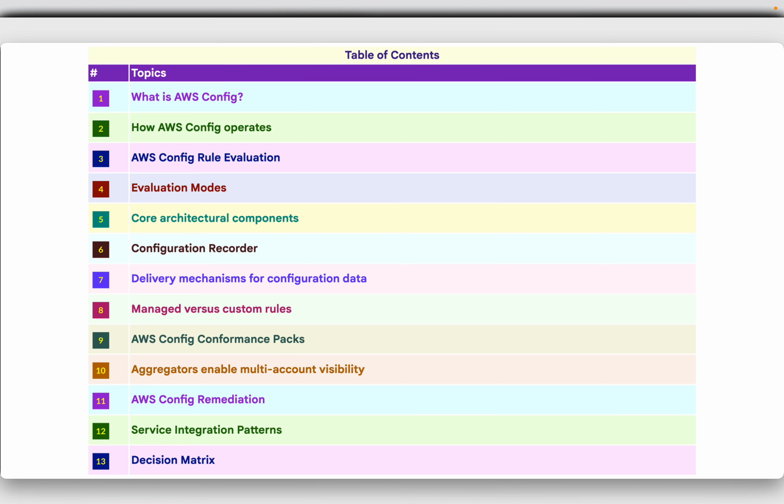So this lecture will contain all these topics. What is AWS Config? How AWS Config operates, AWS Config rule evaluation modes, core architectural components, configuration recorder, delivery mechanisms for configuration data, managed versus custom rules, AWS Config conformance packs, aggregators enable multi-account visibility, AWS Config remediation, service integration patterns, and decision metrics.